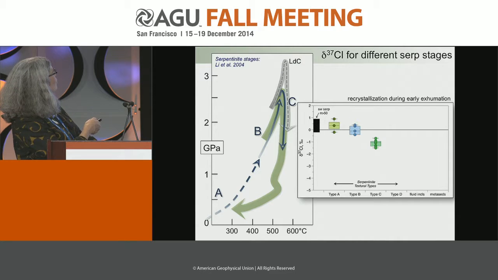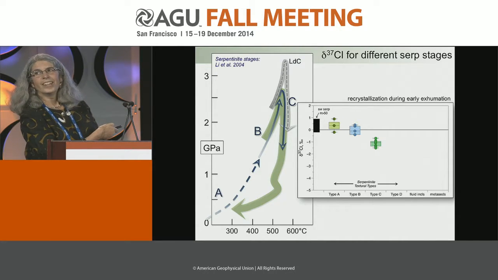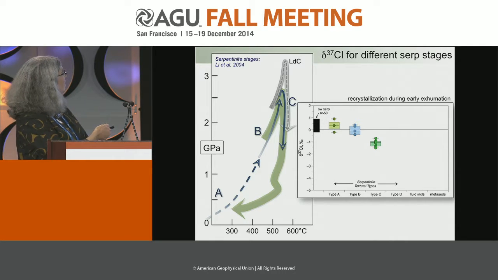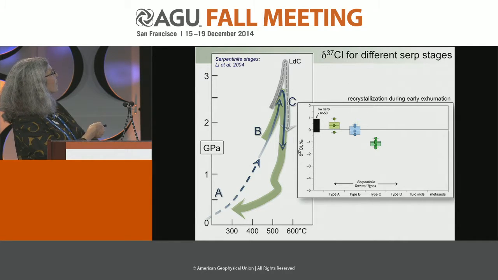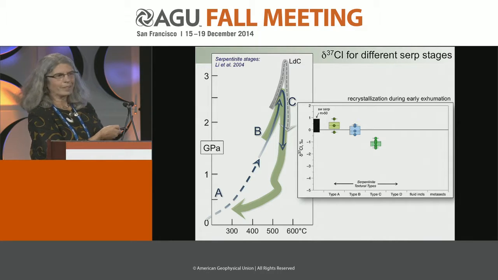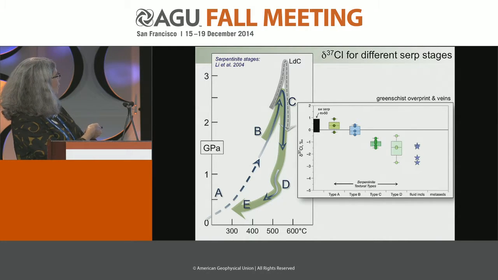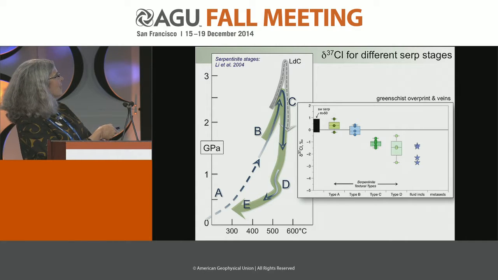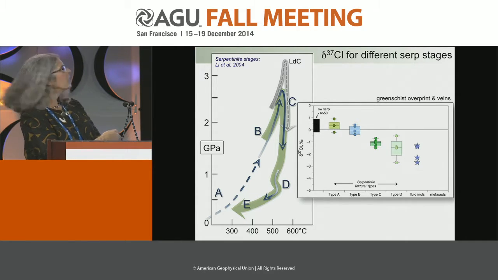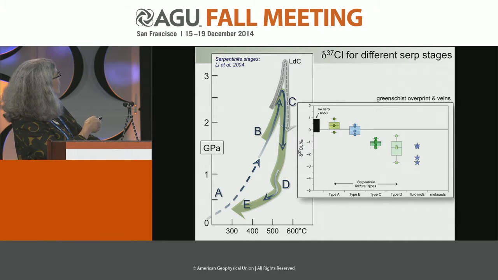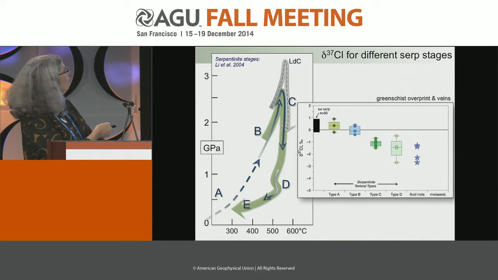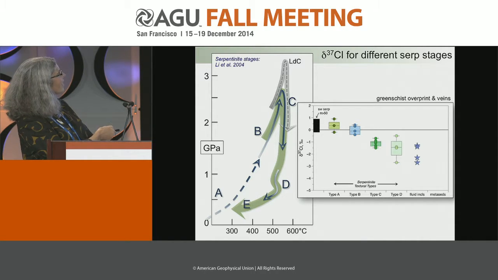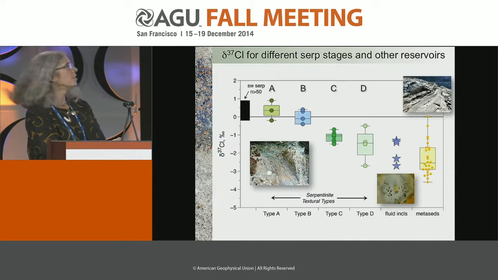But now we're going to turn the corner and start the exhumation process. And these texturally younger serpentinites have isotopic compositions that are considerably lighter and statistically significant. And lastly, the greenschist overprint down here, we still have light compositions, and there are a number of veins associated with these. Fluid inclusions and the compositions of the veins are essentially identical. So what we see is that during the prograde subduction, the composition of the seafloor serpentinites is retained. It's only during exhumation that we get different isotopic compositions of the serpentinites.